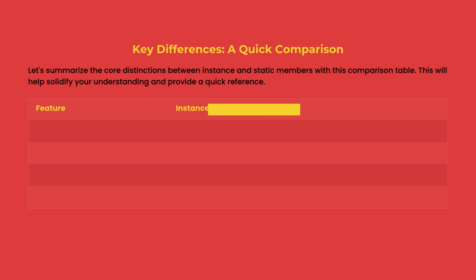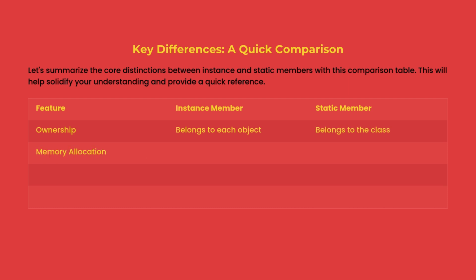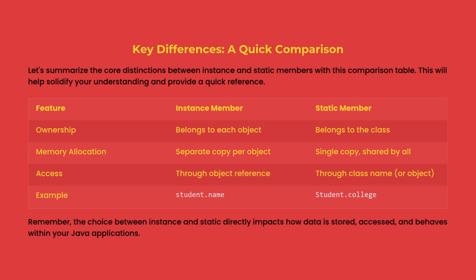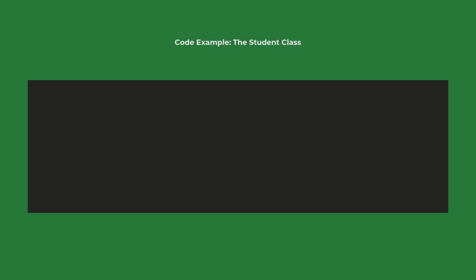Feature. Instance member. Static member. Ownership: belongs to each object, belongs to the class. Memory allocation: separate copy per object, single copy shared by all. Access: through object reference, through class name or object. Example, student.name, Student.college. Remember, the choice between instance and static directly impacts how data is stored, accessed, and behaves within your Java applications.